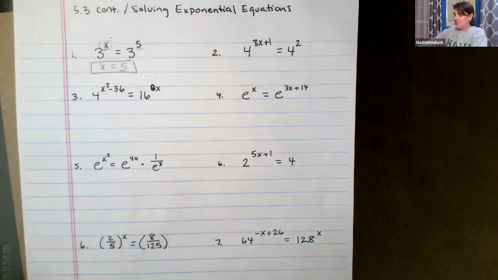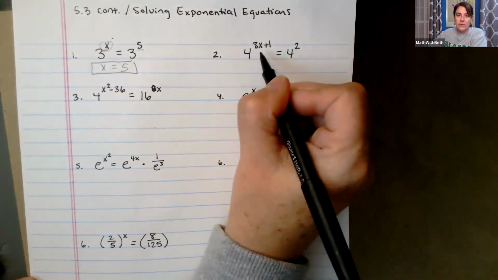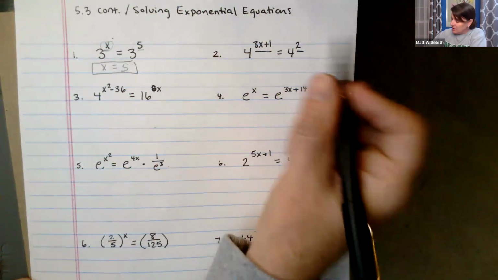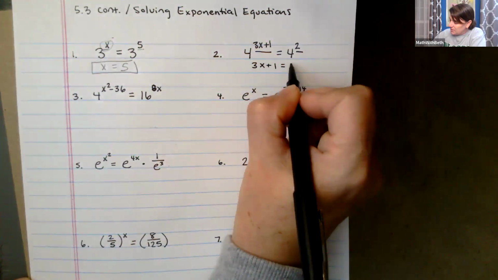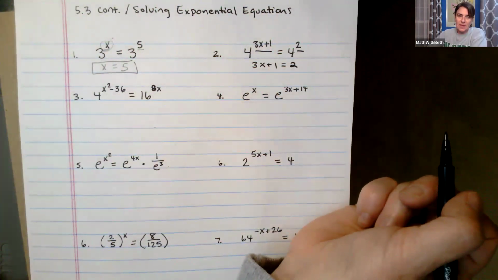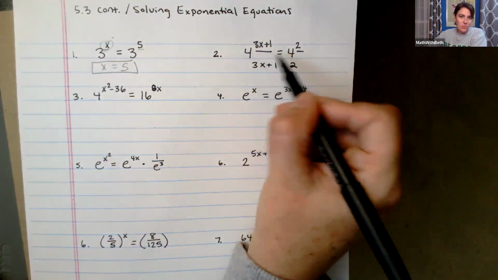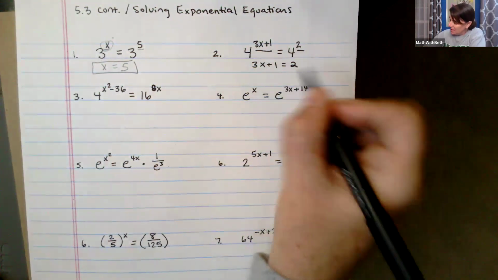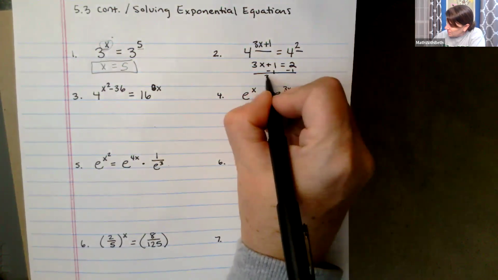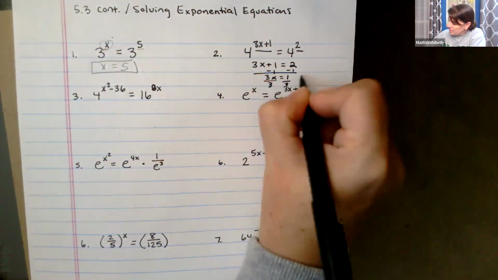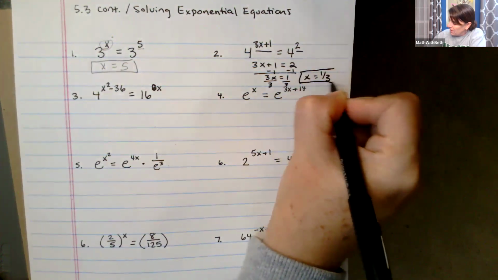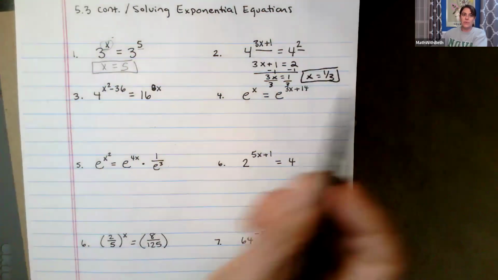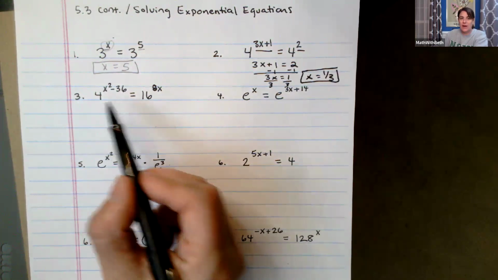So looking at number 2, this is a case where, again, it's already set up. 4 to this stuff needs to equal 4 to the 2nd power. So I need to set up an equation where those exponents would equal each other. Would it have mattered if the bases were 10 or 15? No. If the bases are the same, you can basically ignore them and set the two exponents equal. So in this case, to solve, I would subtract 1 and then divide by 3. So x would equal 1/3. And you could plug that in if you were iffy on it and make sure that they equal each other, but they do.